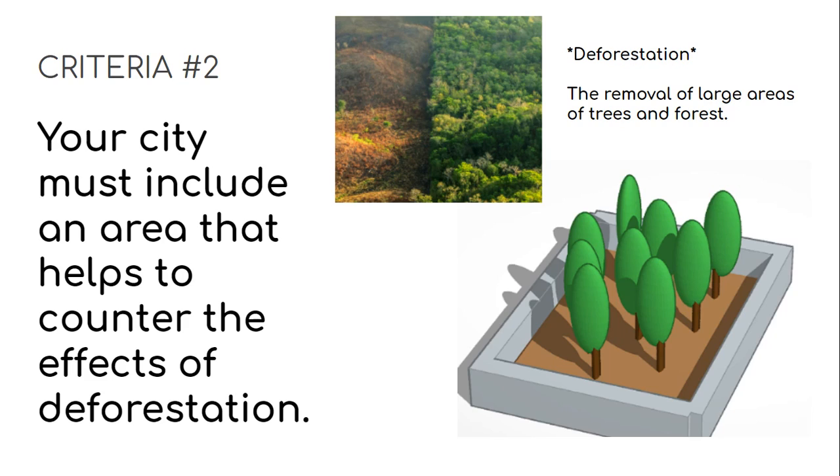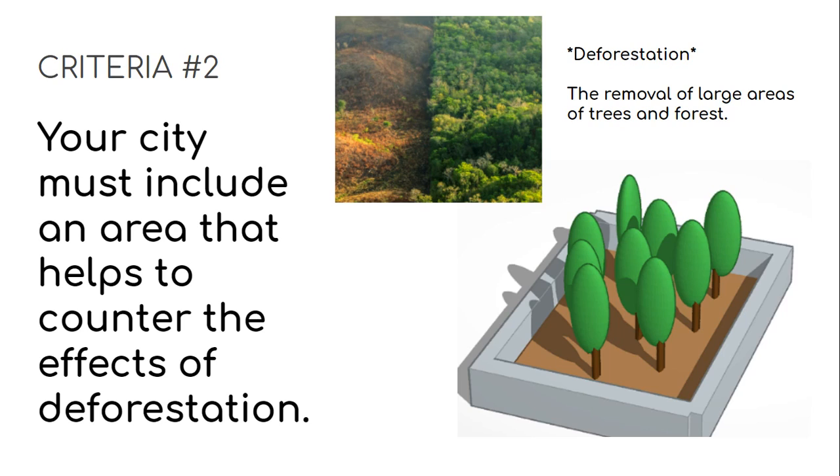The left side of that image is an example of deforestation, where on the right side we can see a lush green forest. And humans have removed all of the trees and vegetation from the left side of the image there. You should include an area in your city that will help to counter the effects of deforestation and basically ensure that you have some areas that include trees and vegetation somewhere within your city.